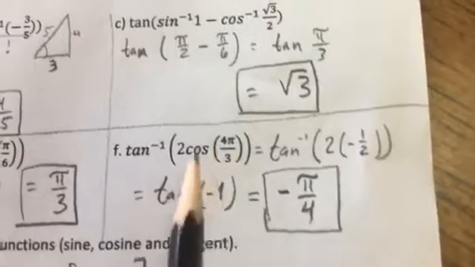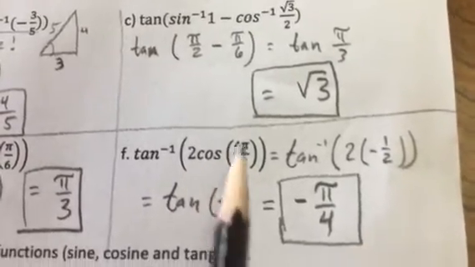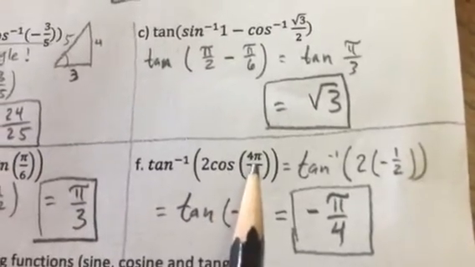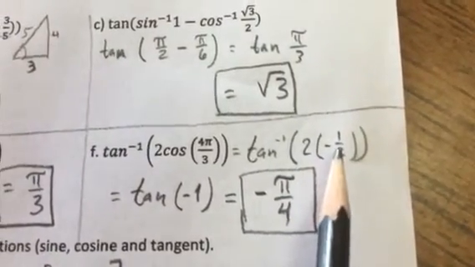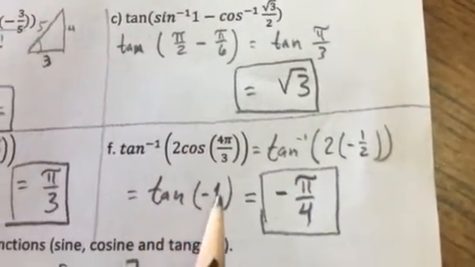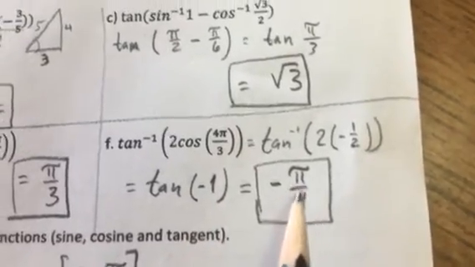Tangent inverse of this thing right here. This is not double angle because this isn't an angle. This is the cosine of an angle, which is a number. All right, that number is negative 1/2. 2 times negative 1/2 is negative 1. So I'm just taking the inverse tangent of negative 1, which is negative pi over 4.